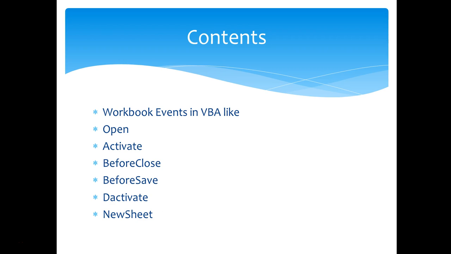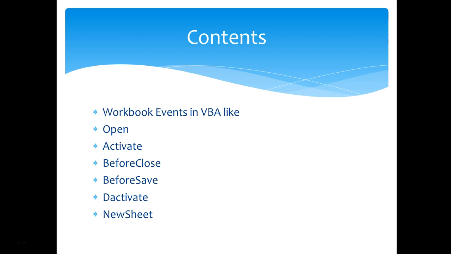In this session, we will go through the workbook events in VBA like open, activate, before close, before save, deactivate, new sheet. So these are the events. When we open the workbook, that is one event. When we click on a workbook when multiple workbooks are open, that is one event. When we close the workbook, if we perform certain tasks before closing, that is the before close event. When we click on the save button, before saving the Excel, if certain tasks need to be performed, that is the before save event. Deactivate, when we lose the focus from the workbook, that is the deactivate event. New sheet, that means if we are adding a new sheet to the workbook, that is the new sheet event.